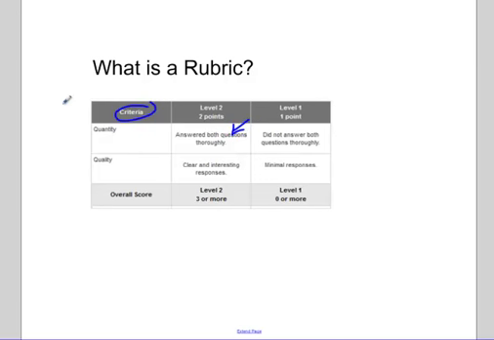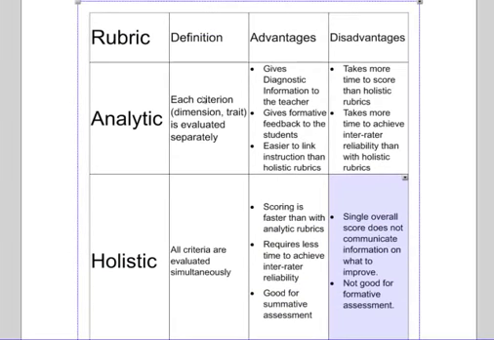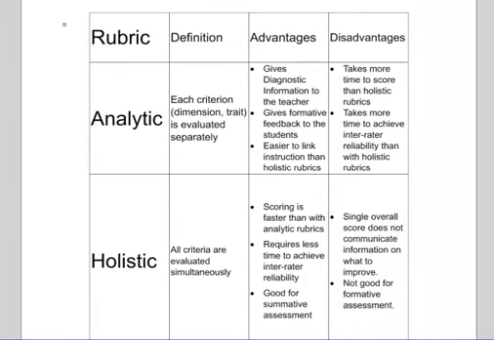In looking at rubrics, there are two basic types of rubrics, and that's the holistic or the analytic. Okay, the analytic rubric looks at each dimension or trait. It evaluates it separately. It does have some advantages. First off, it provides diagnostic information. Is the student having a problem with grammar, or is the student having logic issues? It also gives really good feedback directly to the students.